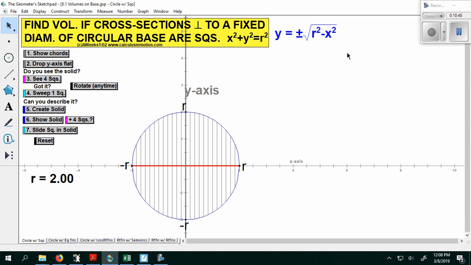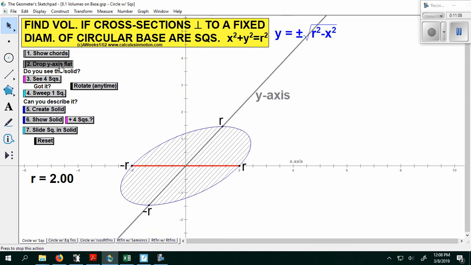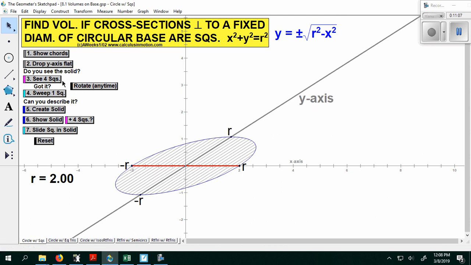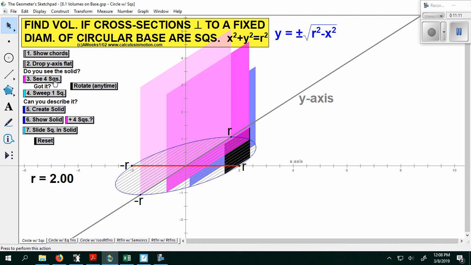So the solid I'm going to build is on top of each of these chords, imagine a square popping out of the screen. And this is going to build a three-dimensional solid. It's hard to visualize, so I'm going to drop the y-axis flat so that we can see this in 3 dimensions. Okay. Now I'm going to build just 4 example squares on here. So just squares coming out of the top of that circle.